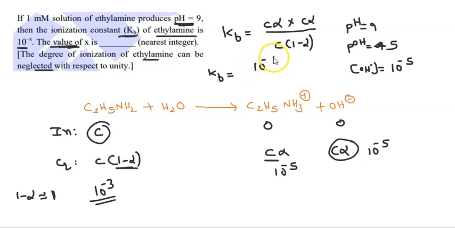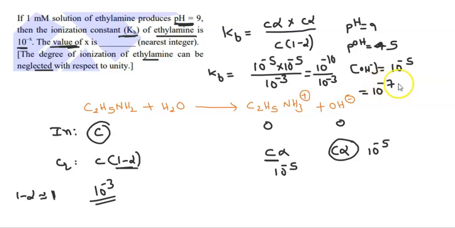So 10 to the power of minus 5 into 10 to the power of minus 5, and since 1 minus alpha is neglected, we get 1 times 10 to the power of minus 3. Then 10 to the power of minus 10 by 10 to the power of minus 3 is equal to 10 to the power of minus 7. Then pKb is equal to 7, because pKb is minus log Kb to the base 10. But here the question asks the value of Kb only, 10 to the power of minus 7, so the x value is 7 only.